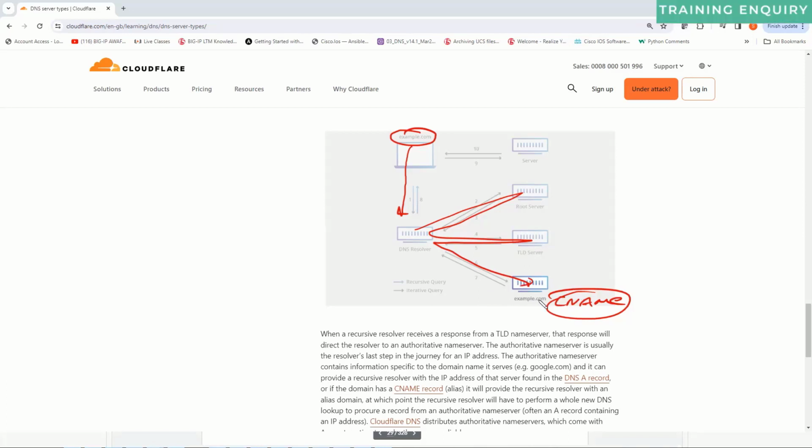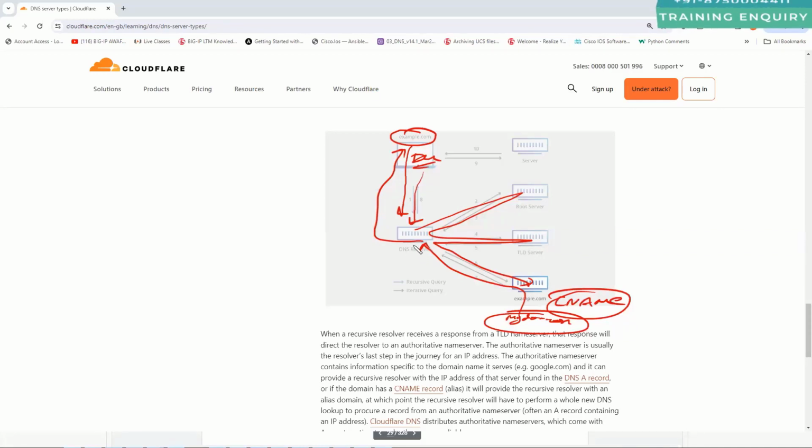Okay, so for this example.com, you could create a CNAME entry like mydomain.org, right? And that response will be given back to the client. Now the client will generate another DNS request for that mydomain.org, right? You get my point? And then it will come back to the DNS resolver. I hope that makes sense to you now. Yes, absolutely. Thank you.